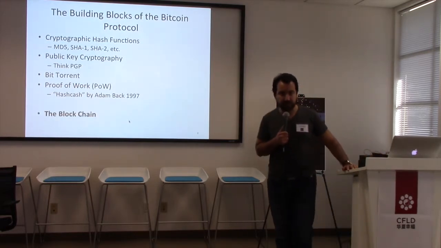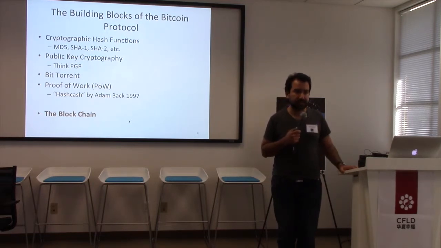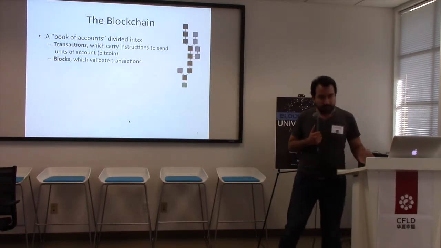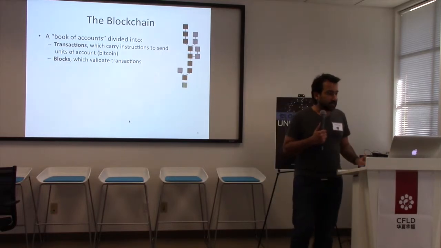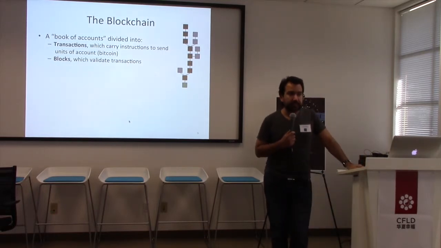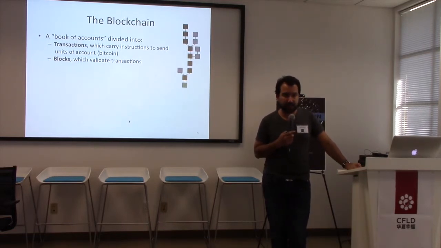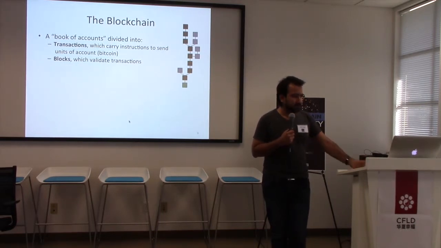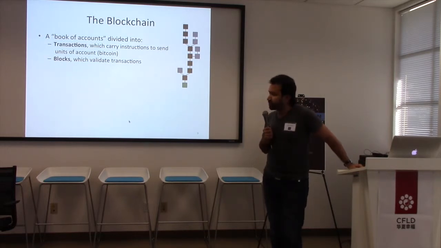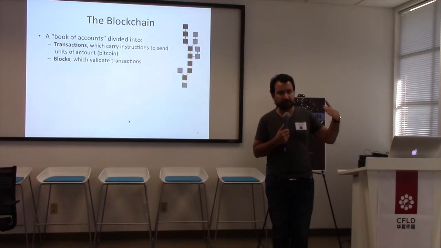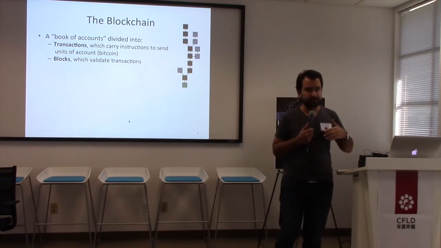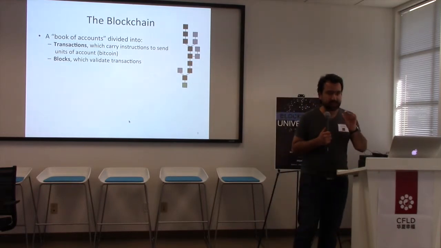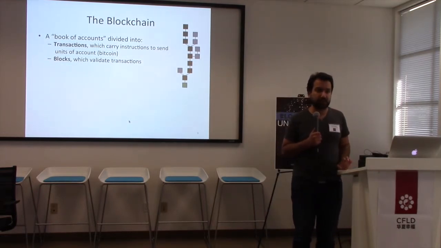And lastly, this is something new, and this is an amalgam of different technologies that came before it, is the blockchain. Okay, what is the blockchain? The blockchain is quite simply a book of accounts that is divided into transactions. What is a transaction? We're going to talk about that in a bit. Well, a transaction can actually carry instructions to send units of account from one or more entities to one or more entities on the blockchain. And those entities are identified by their cryptographic representations on the Bitcoin network.